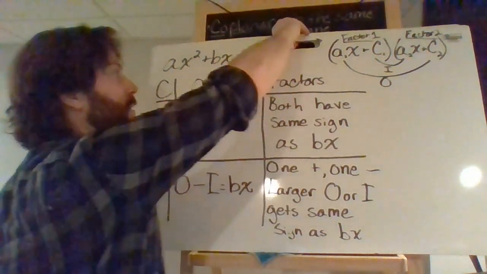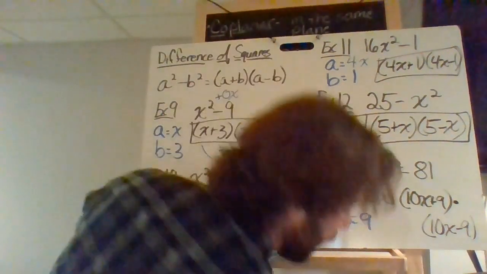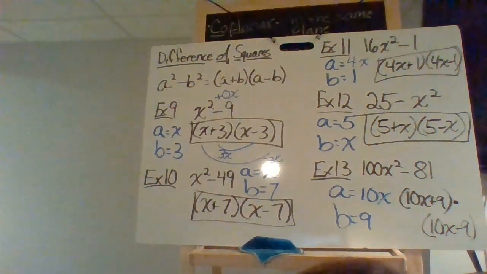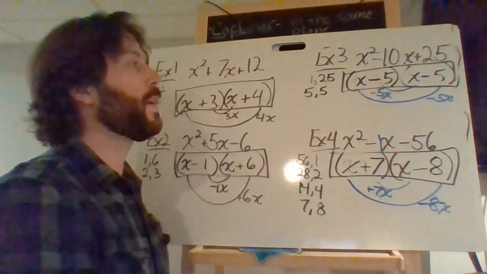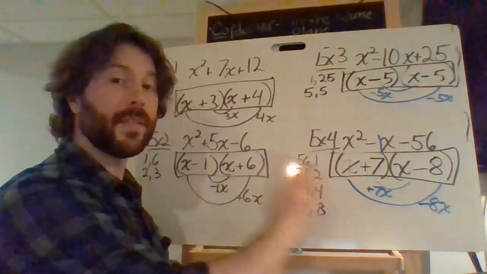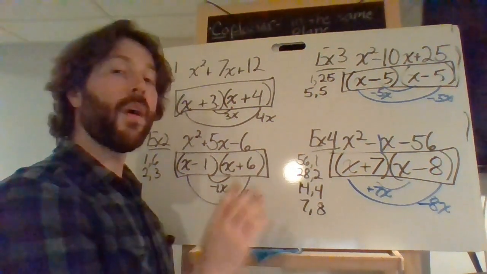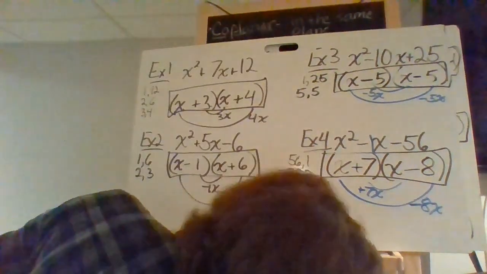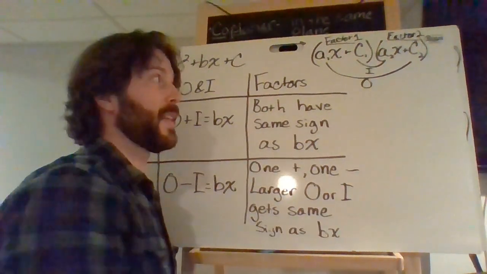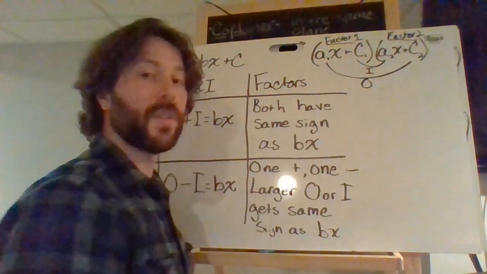Now, guys, I want to point out, I said the larger outer or inner gets the same sign as bx. I know in these examples that seems to have happened most of the time, but that will not always be the case. It's always the larger outer or inner that gets the same sign as bx, and that's why we always check these to make sure that it works.